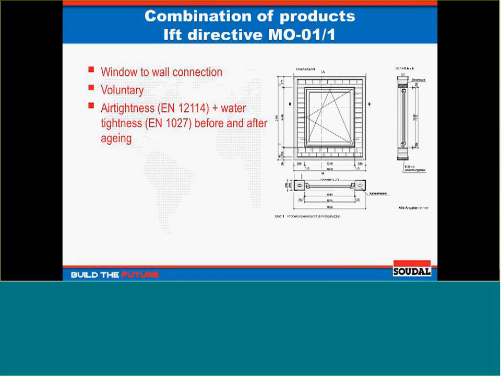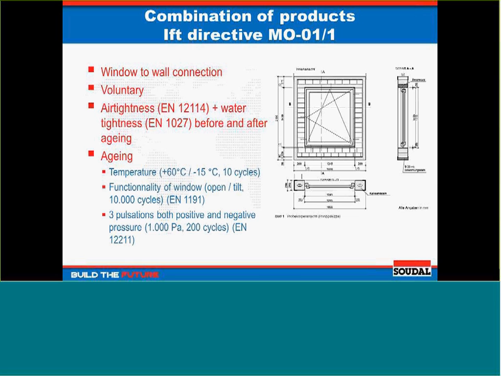Now, again, for this directive issued by EFT, interestingly, they developed a method of assessing a complete construction wall with a window installed, and so in this way a possibility to value the components that are used between the window and the wall. They actually measure airtightness and watertightness before and after aging. The aging is written up by EFT again.